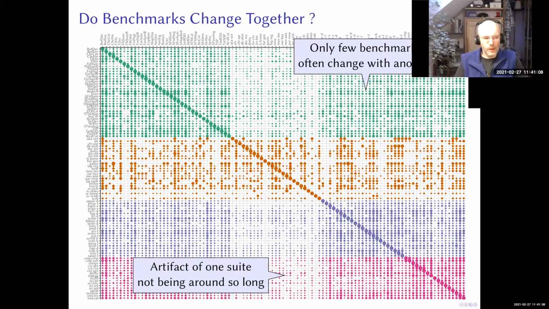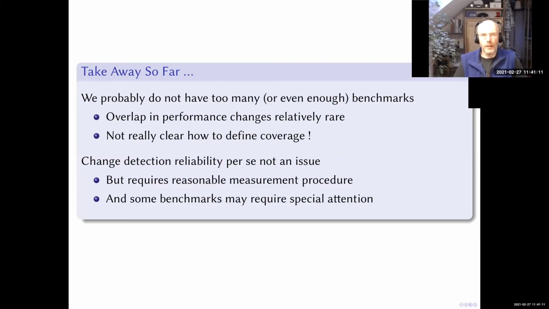So if I just slow down a little bit and summarize some takeaways, the first thing we perceive is we probably do not have enough benchmarks because overlap in performance changes is relatively rare, and that is coupled together with one issue which I think is really huge, which is it's not really clear how to define coverage. For normal regression tests, people would worry about coverage, but for benchmarks, that problem is still open because it really depends a lot on what the final application the benchmark is supposed to represent, and so on.